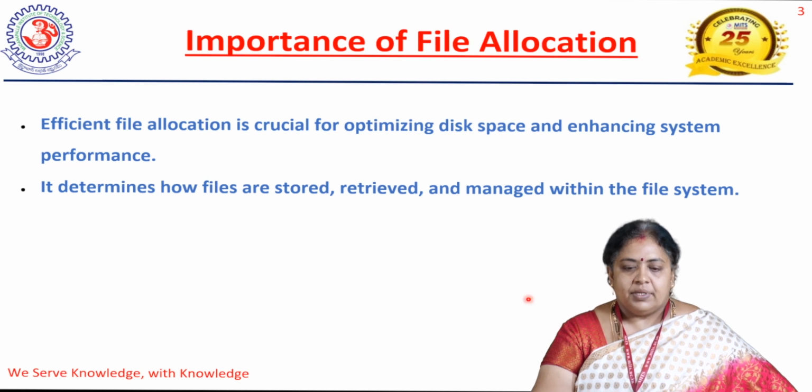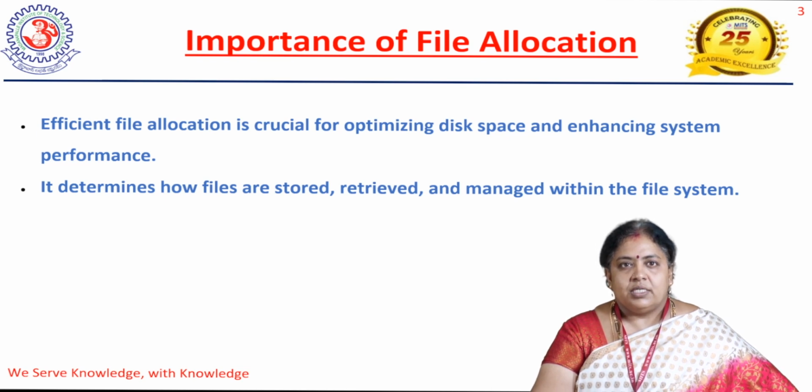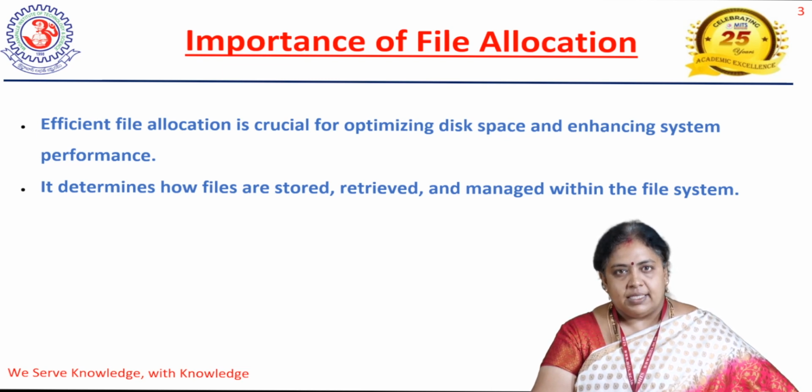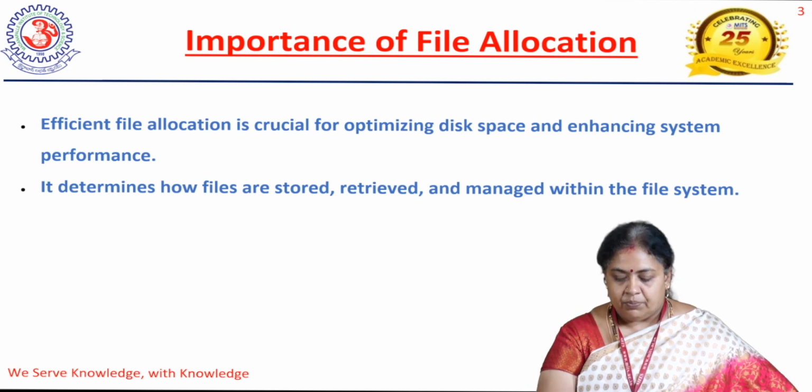So efficient file allocation is very crucial for optimizing the disk space. That means, in order to use the disk space efficiently, you have to make better use of file allocation. It determines how the files will be stored, how they are retrieved, and how they are managed within the file system. So in order to have the disk space utilized properly, we have to use the different file allocation methods so that the system performance can be improved.